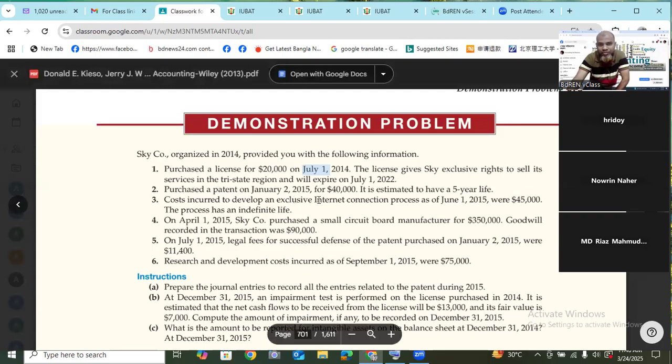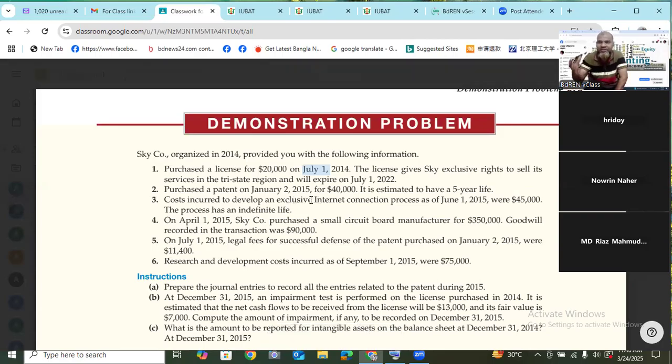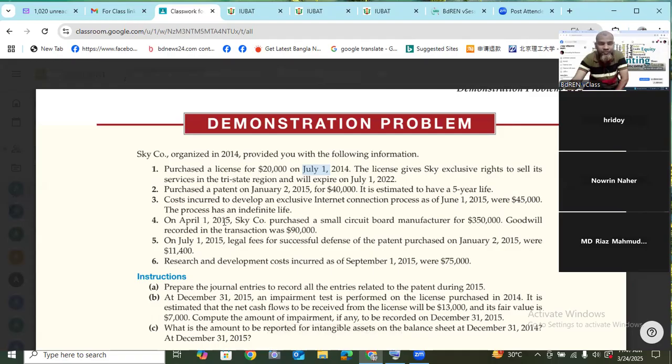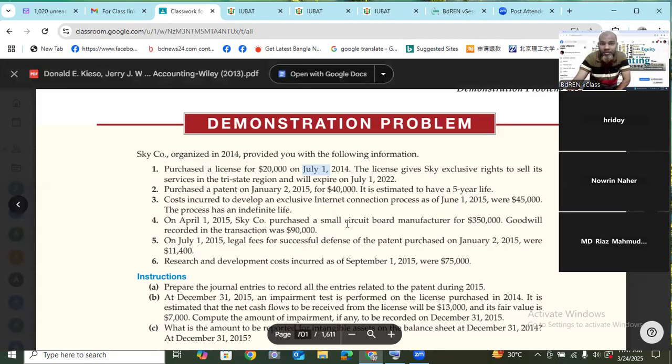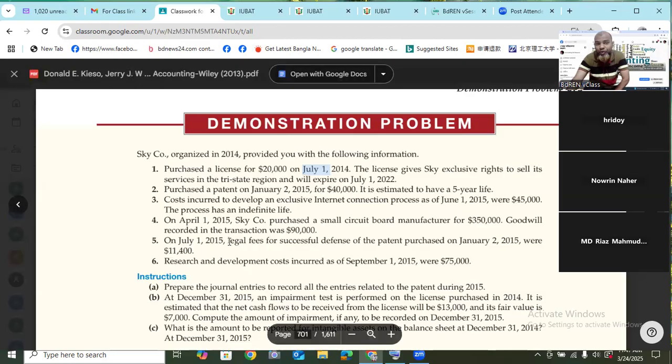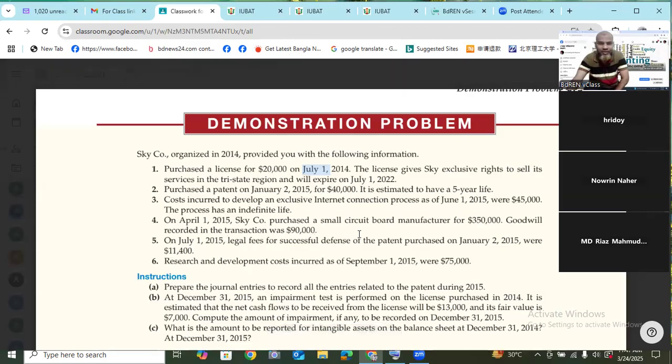Exclusive means this is an own-generated intangible, not purchased, acquired through development. And on April 1, 2015, Sky Company purchased a small circuit board manufacturer for $350,000. Goodwill recorded in the transaction was $90,000.